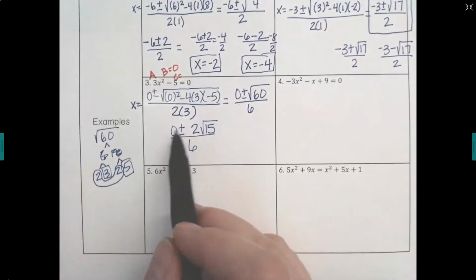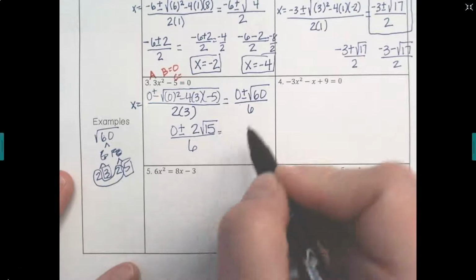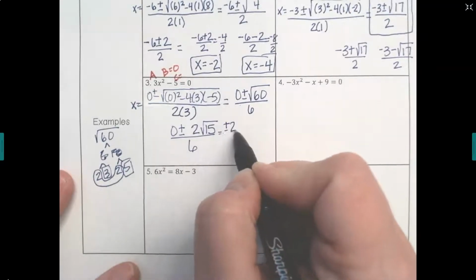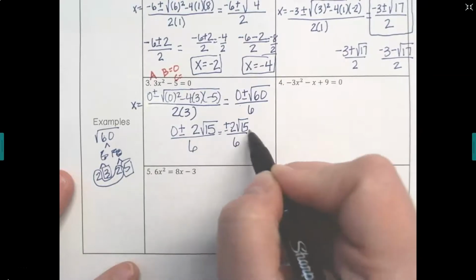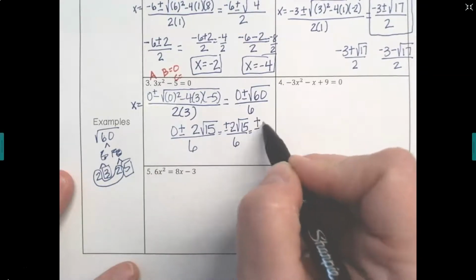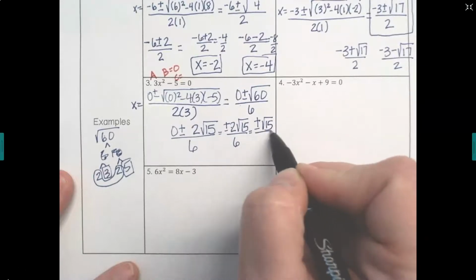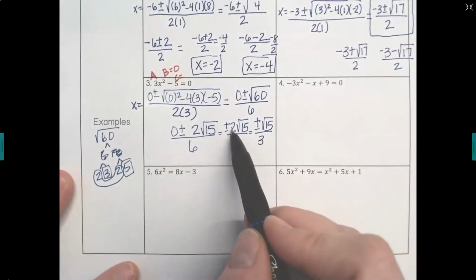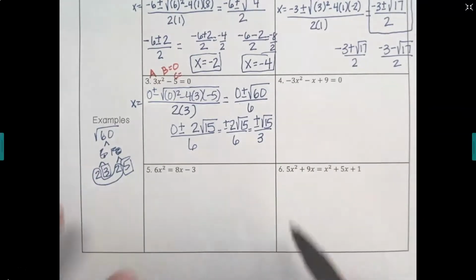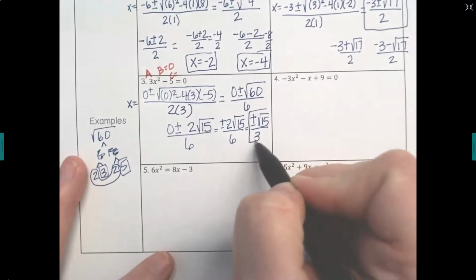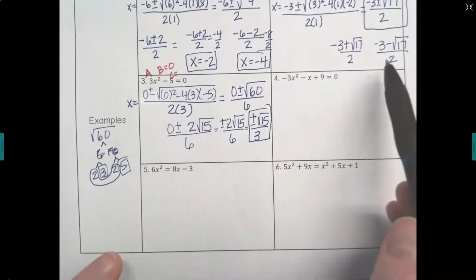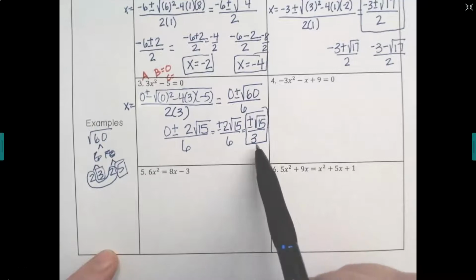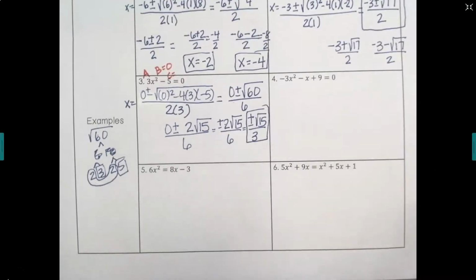All over 6. Well, 0 plus or minus doesn't really matter, so we're going to say plus or minus 2 square root 15 over 6, and the 2 and the 6 will reduce. So we have plus or minus the square root of 15 divided by 3, because they'll reduce down there. So these are two separate numbers, okay? And so just like we did up here, these would be two separate numbers, but we can leave it in this shortened form.